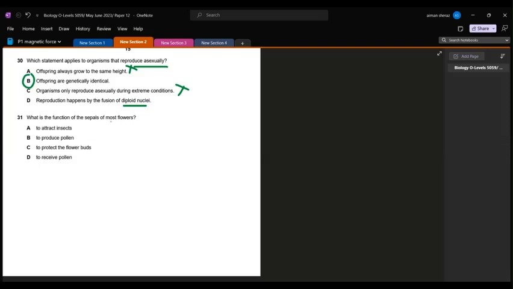Question 31. What is the function of sepals of most flowers? If this is a flower, the sepal would be this green part you see. It does not attract insects because that is the job of the petals. They are beautifully colored and they have scent. So that's not the job or function of the sepal. To produce pollen, that is done by the anther. To receive the pollen, that is done by the stigma. So its job is only to protect the flower buds, that means flowers when they're growing.